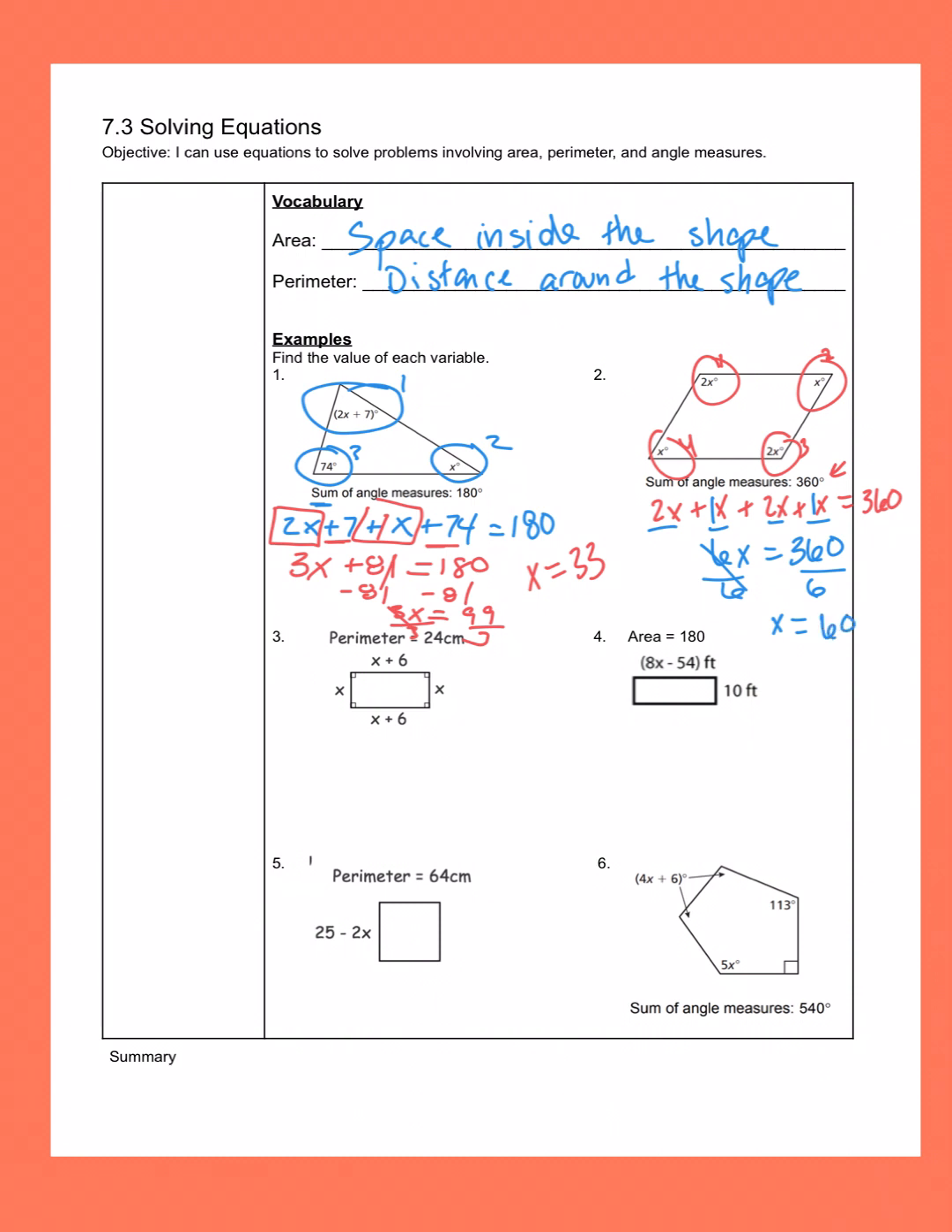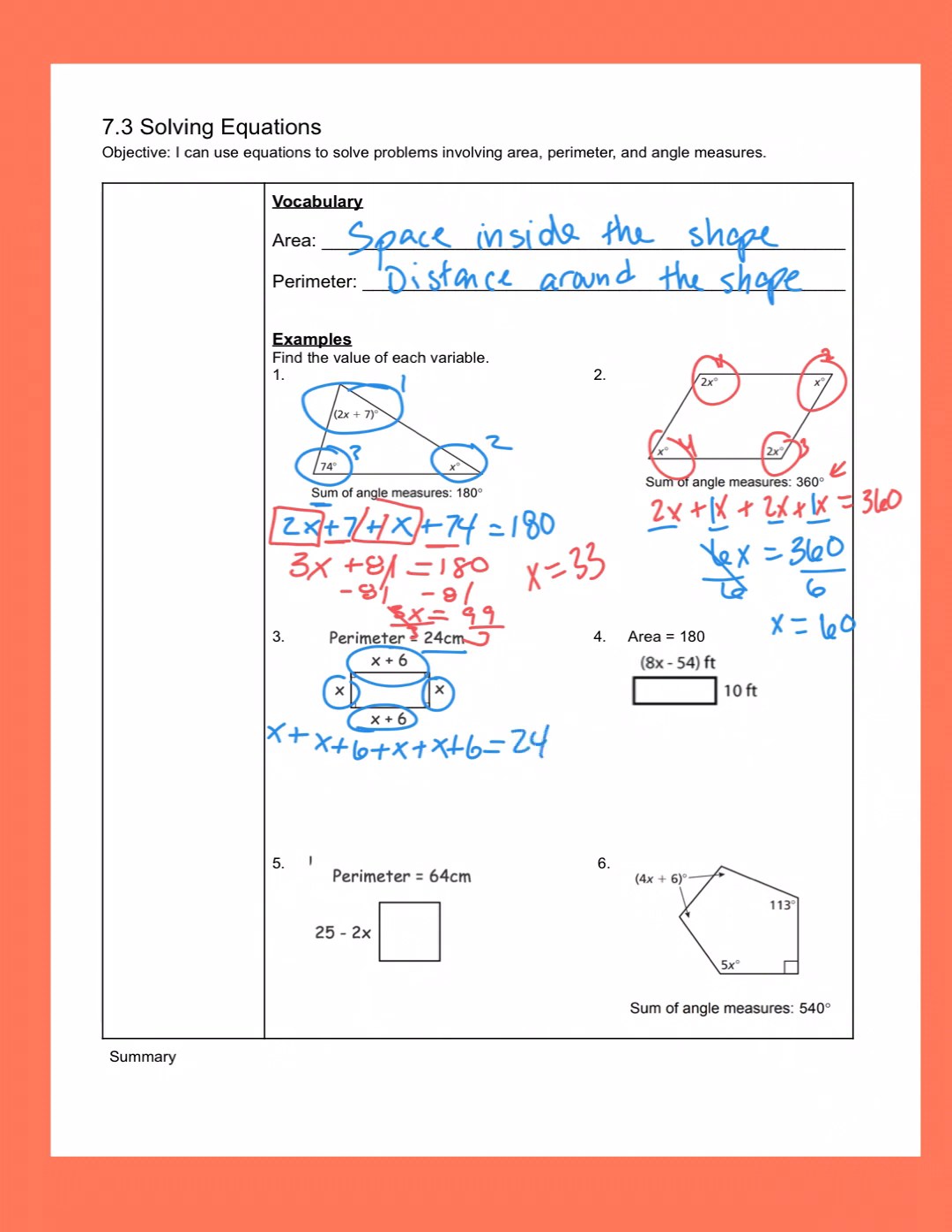Okay, so number 3, this is where the perimeter comes in. So we have to know what perimeter means. That means the distance around. So I have to go all the way around the shape and add up all the sides, and that's going to be that 24. So I'll start here. The x plus an x plus 6 plus another x plus another x plus 6. And altogether that perimeter has to be 24.